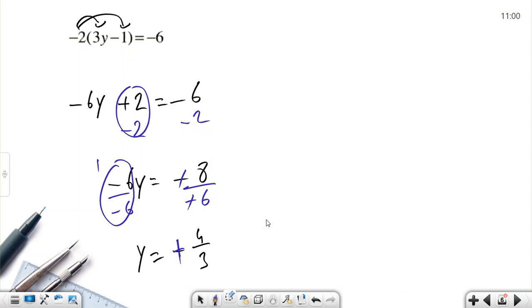Let's clean that part. So I can simplify by 2: 8 divided by 2 is 4, 6 divided by 2 is 3, so 4 over 3, positive 4 over 3.